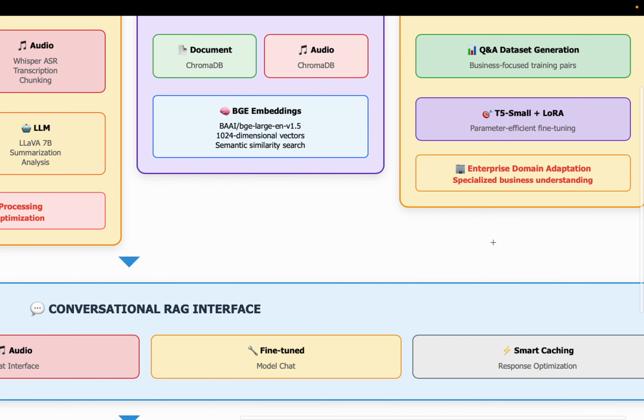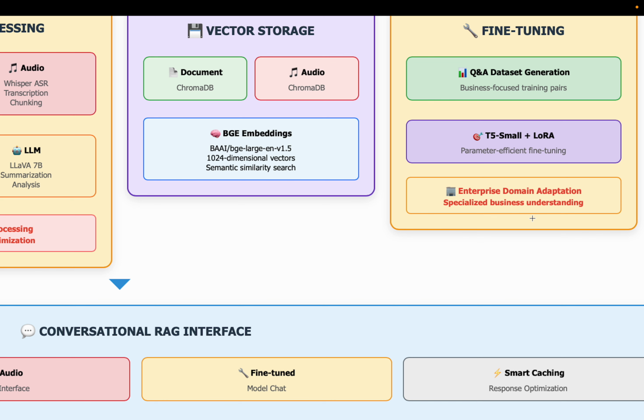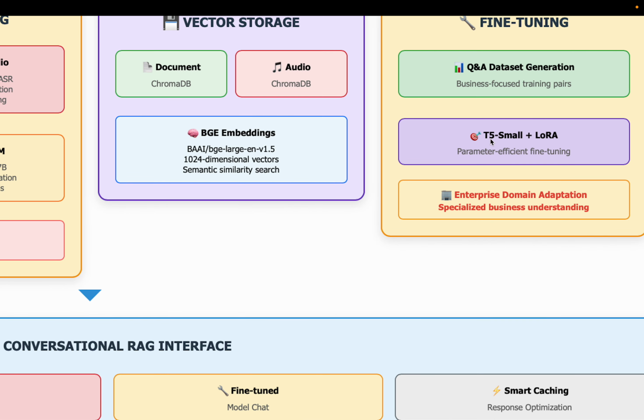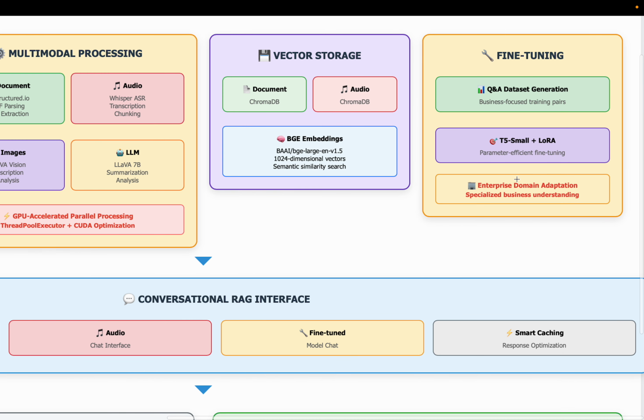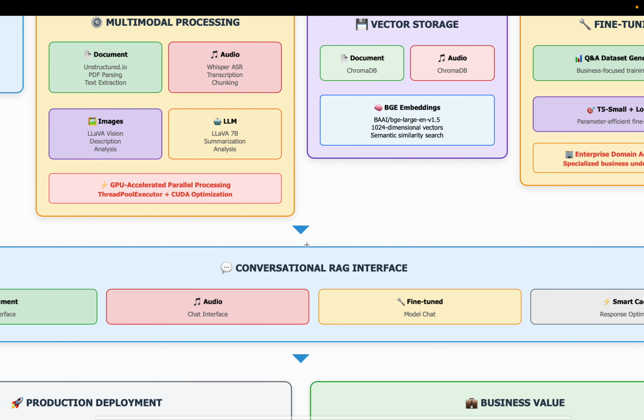Coming to the fine-tuning component, the fine-tuning pipeline generates business-focused Q&A datasets from the document content and uses T5 small with LoRA, low-rank adaptation, for parameter efficient training. But to be honest, you can use anything. You can use T5 large or any better model. I use this because of GPU constraints. And I believe that in practice, prompt engineering often outperforms fine-tuning smaller models with today's powerful base models.